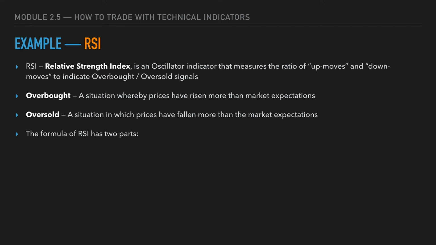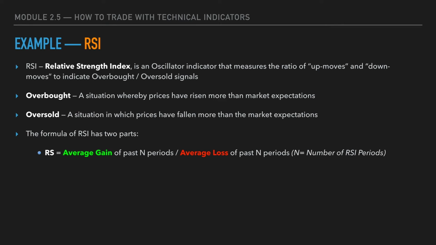Here are the formulas behind the RSI. It has 2 parts. First, you use the average gain of the past n periods and divide it by the average loss of the past n periods to calculate the relative strength value. N is the number of RSI periods, which can be customized by traders on your charting platform. For example, if you set N as 20 days, then your relative strength value will be your average gain of the past 20 days divided by the average loss of the past 20 days.